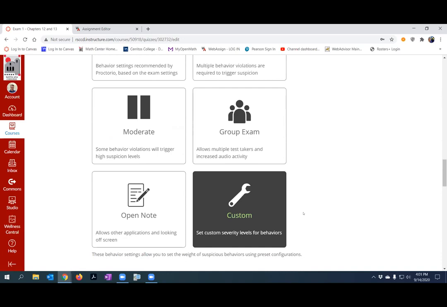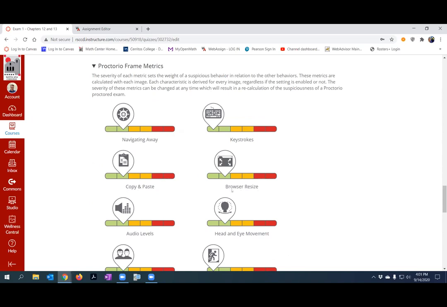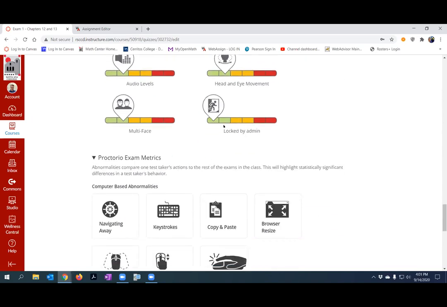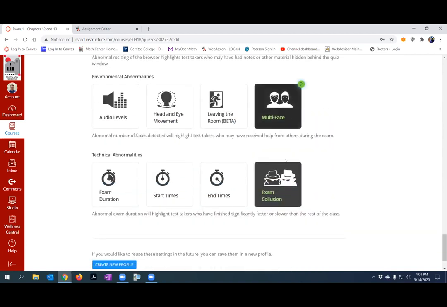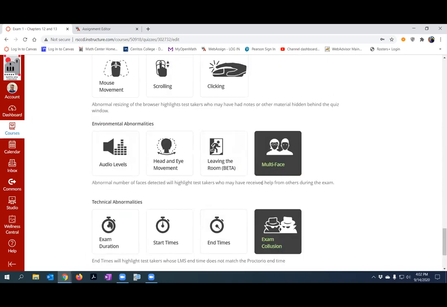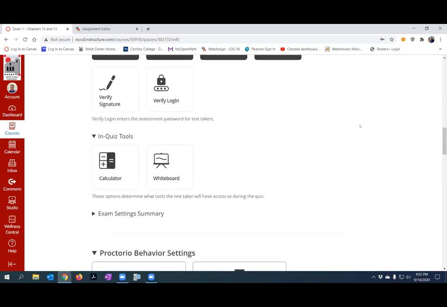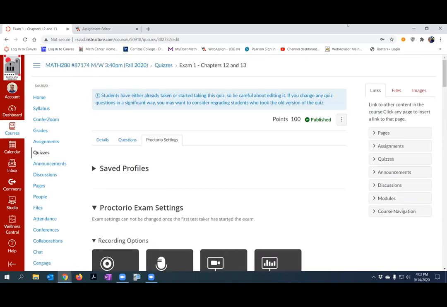Okay, behavior settings. I have custom behavior settings here. Navigating away, keystrokes, browser resize. These are just flags. Leaving the room. If there's multiple faces in your room, it's going to flag it as well. Multi-face, exam collusion. I don't have exam start or end times there. That's in Canvas already. Head and eye movements: I don't do those because on math exams, everybody looks down. If I flagged head and eye movements, I would get 700 flags. So I'm not locking your browser down. Okay, that makes sense.